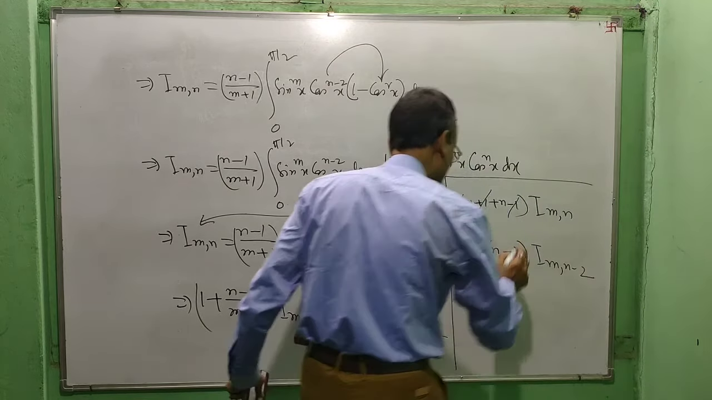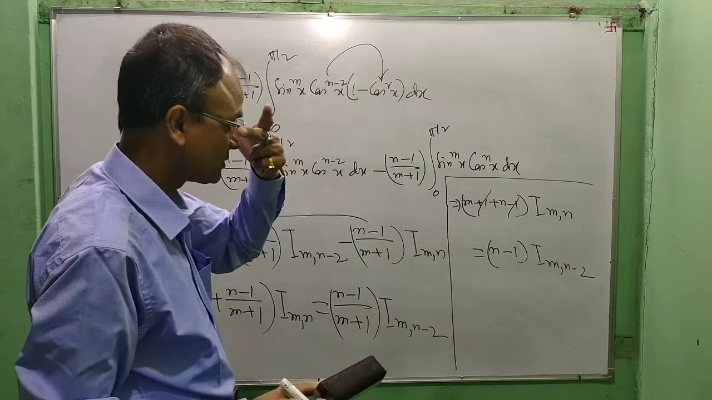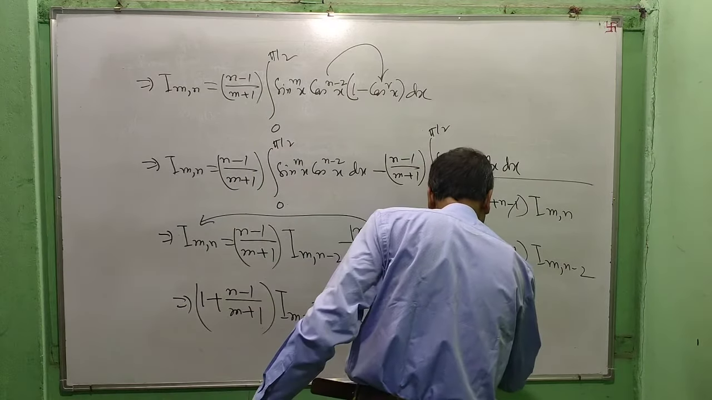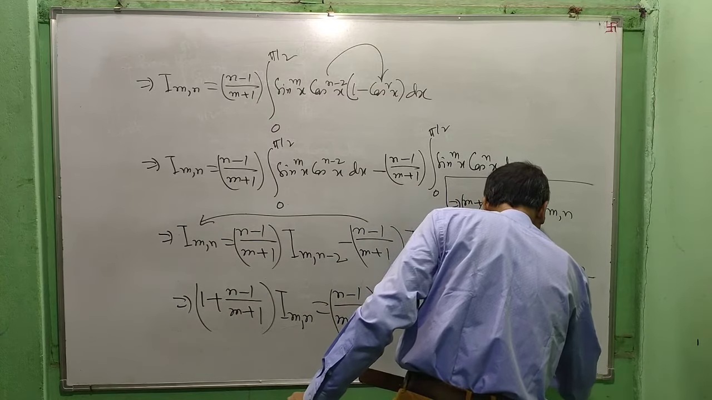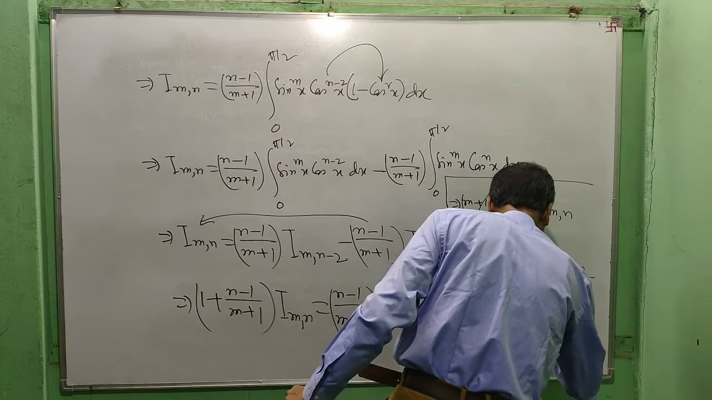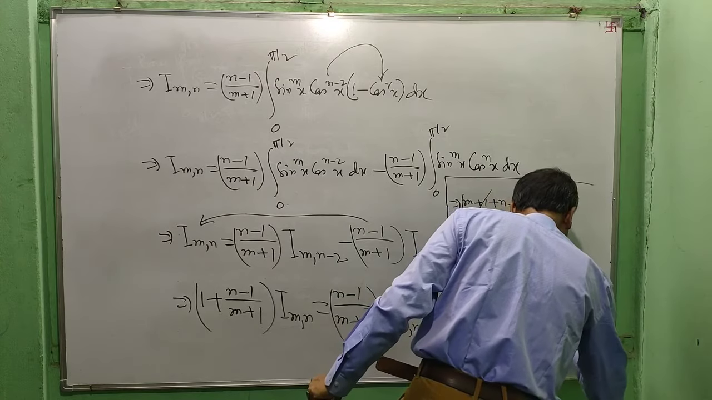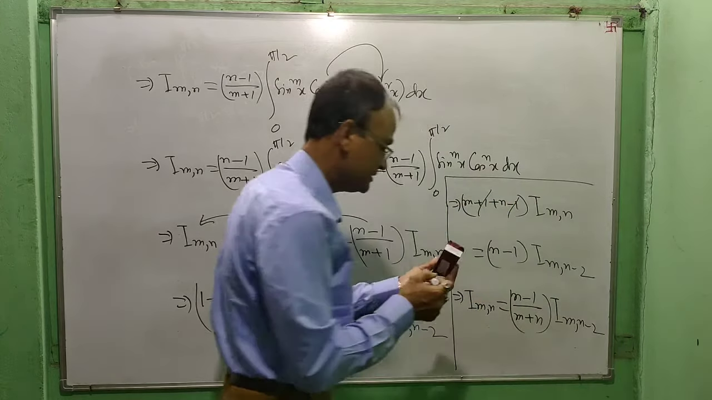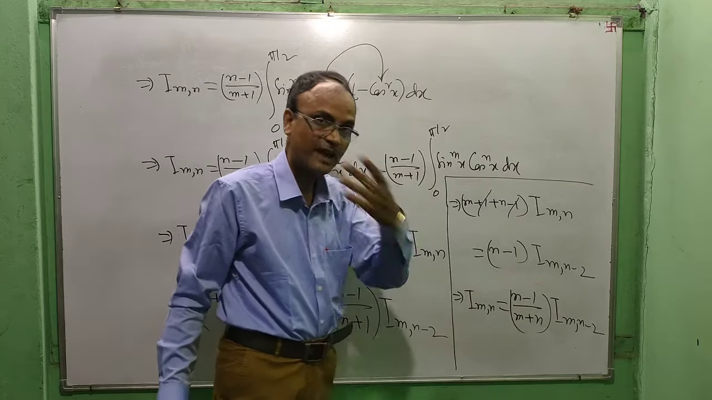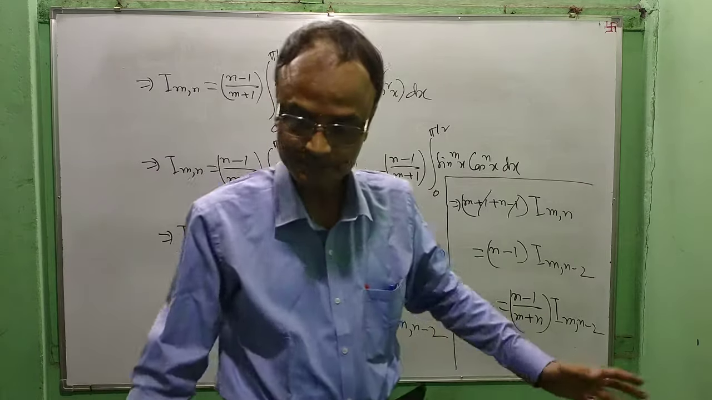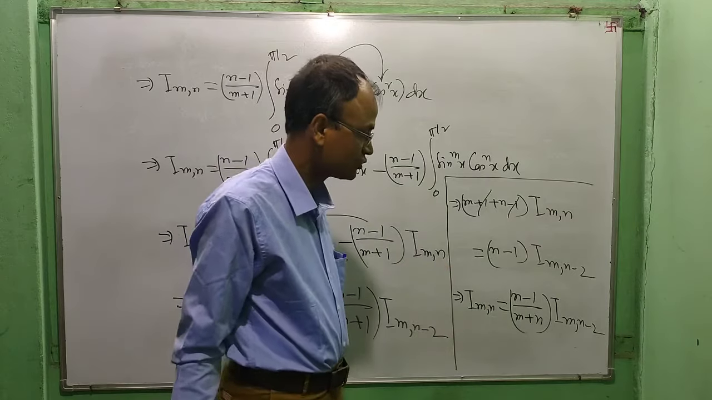Now plus 1 minus 1 will be cancelled. Now divide both sides by m plus n. Then you will get I_{m,n} equal to (m minus 1)/(m plus n) times I_{m-2,n}. See? I_{m,n} equal to (m minus 1)/(m plus n) I_{m-2,n}.